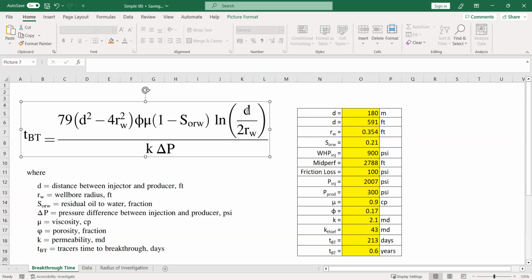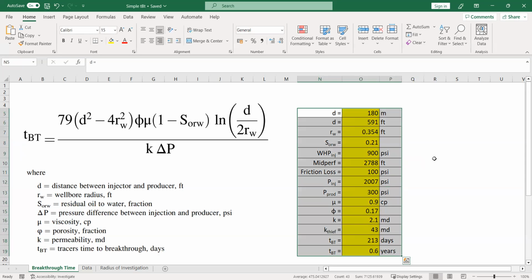and then multiplied by the natural logarithm of D, the distance between producer and injector, divided by 2 times RW. And everything here will be divided by the permeability. It must be the average permeability between producer and injector, multiplied by delta P, which is the pressure difference between injector and producer.